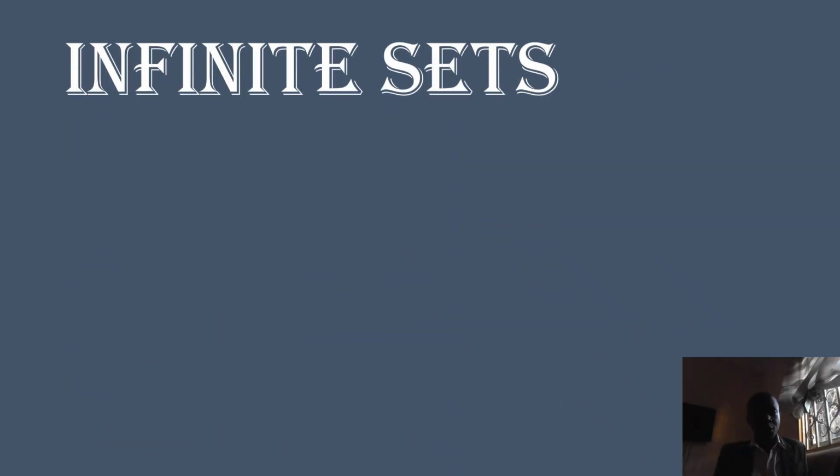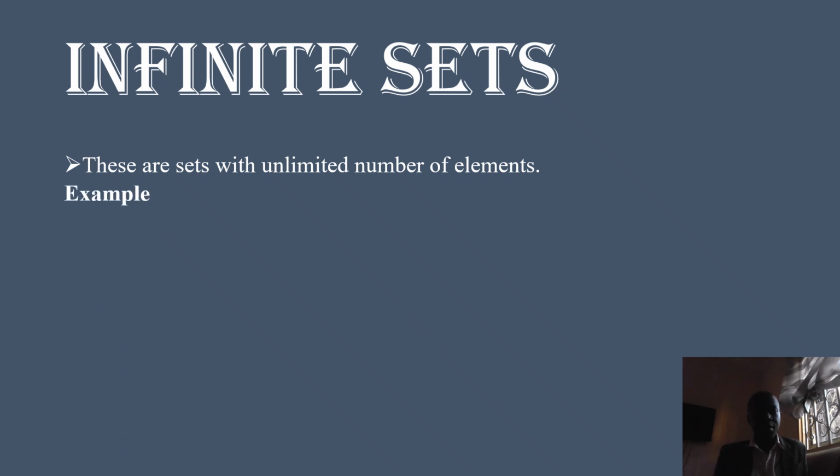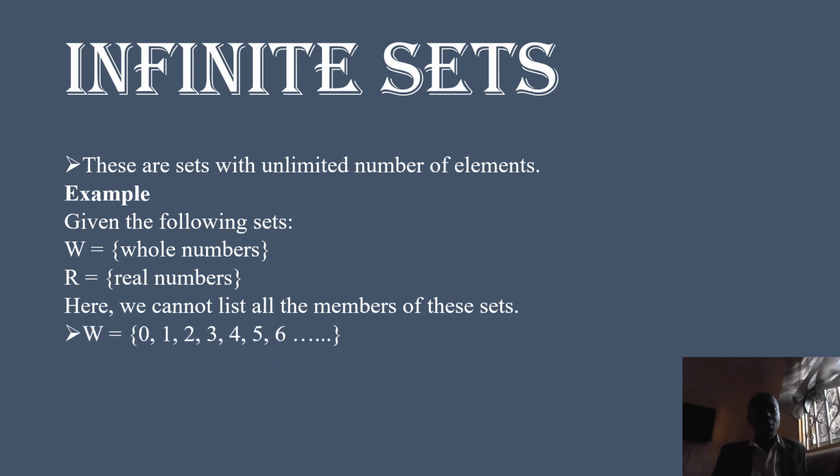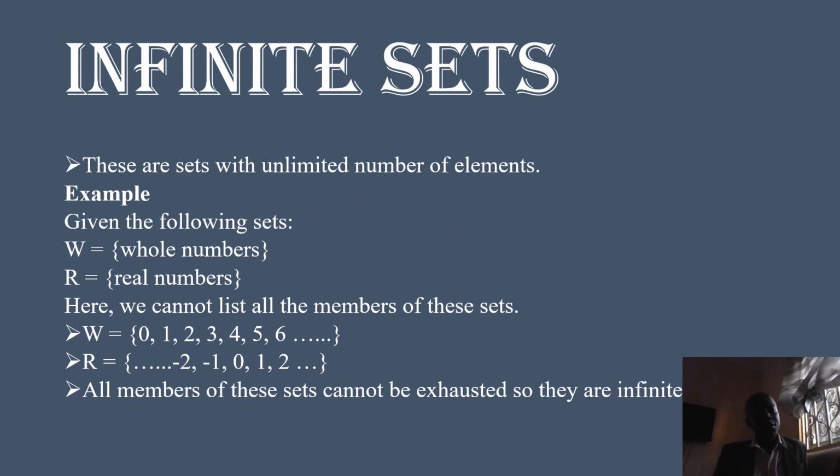We also have what we call infinite sets, and these are sets with unlimited number of elements. In other words, under infinite sets, the number of elements in that set, you cannot count, you cannot exhaust them. You cannot count and finish. For example, we've given the following sets. We have W and R here. So we see W having whole numbers. We cannot exhaust whole numbers.